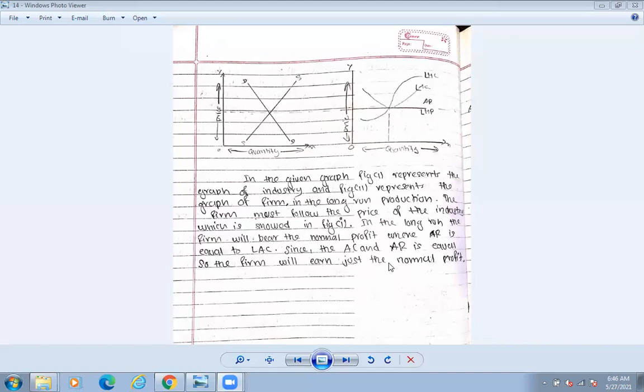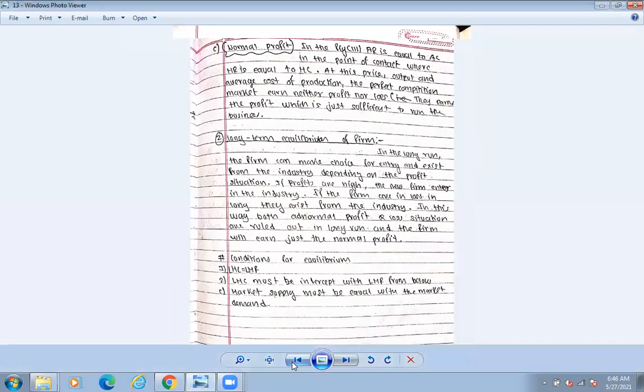and so the firm will just earn the normal profit. Okay, so this much we need to write down for this topic. All right. Hope you have understood.